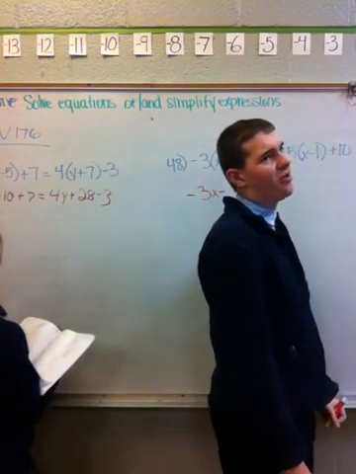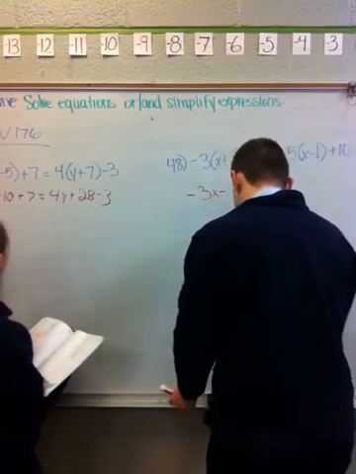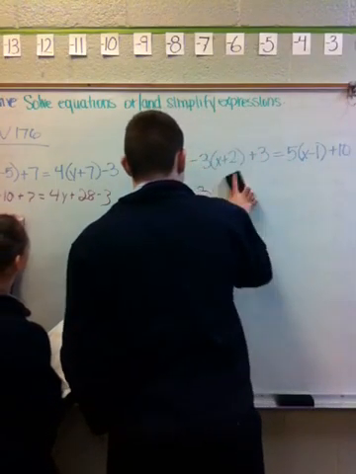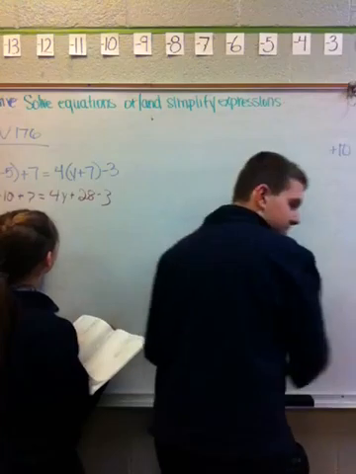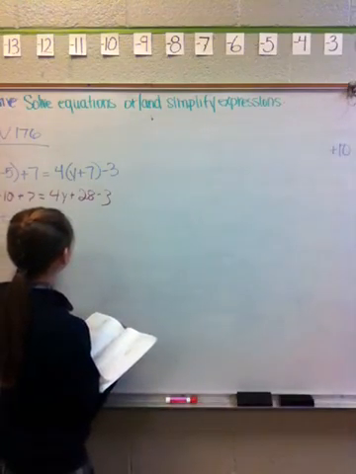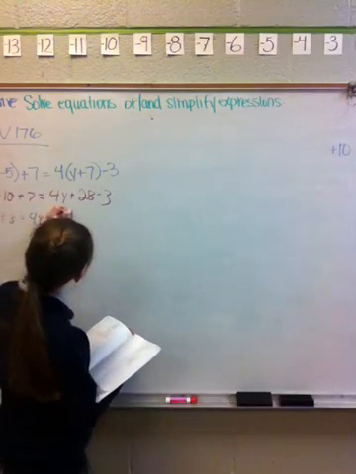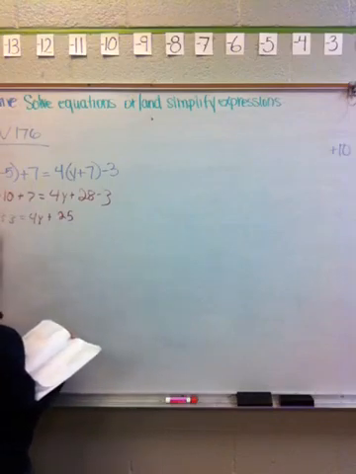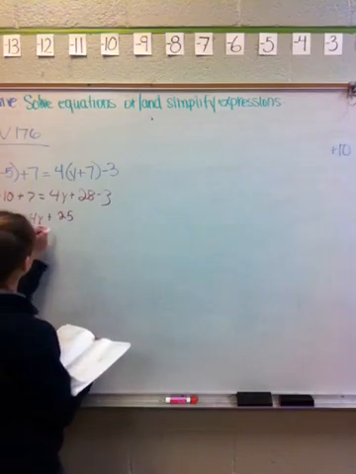Combining these two, negative 2y, would that be negative, or would it be? Negative 2 and positive 2. So then we'll add it.